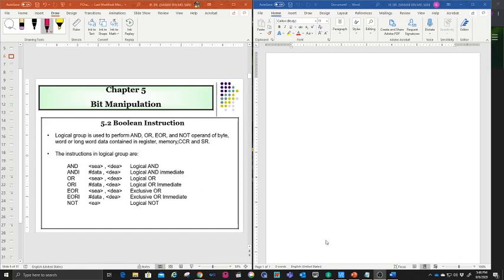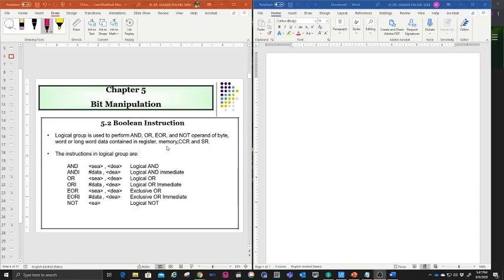Salam all. So we are going to proceed with the more instructions. Today the chapter will be talking about bit manipulations. Part of it is the Boolean instructions. If you can remember, this is basically taught in your secondary school on the gates about the AND, OR, exclusive OR, and NOT, which is what we are going to implement and use today.